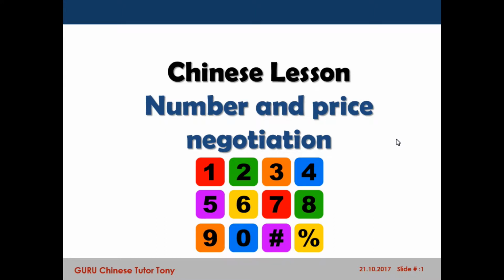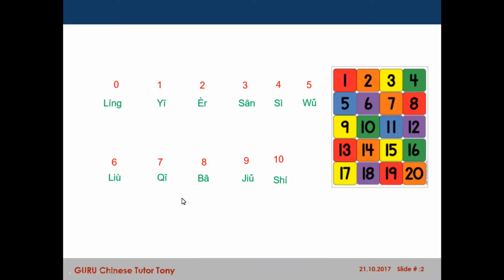Today I am going to teach you how to express numbers in Chinese. I think it's quite important because you're always going to use it when you want to buy something or when you want to tell what time it is. You always need to express a number in Chinese. Okay, so let's start. Now I'm going to teach you from 0 to 10 in Chinese.